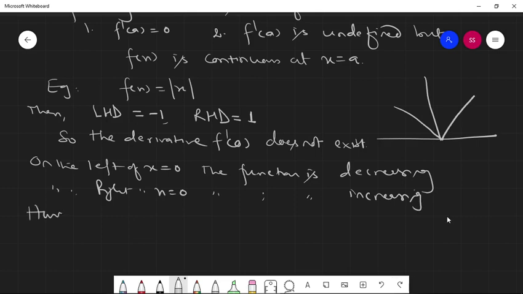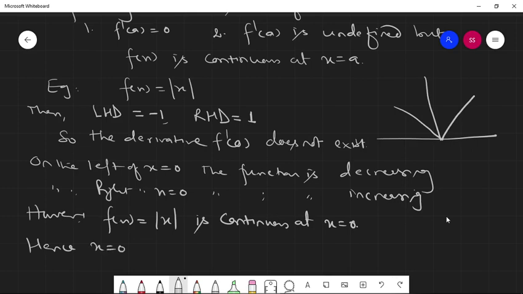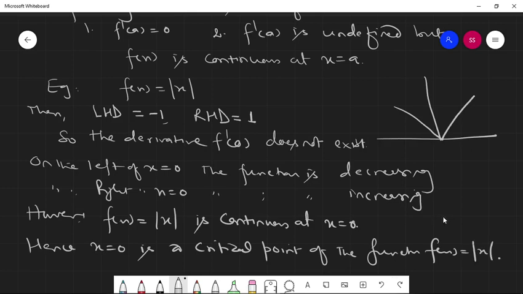However, f of x equal mod x is continuous at x equal to 0. Hence, x equals 0 is a critical point of the function f of x equal mod of x.